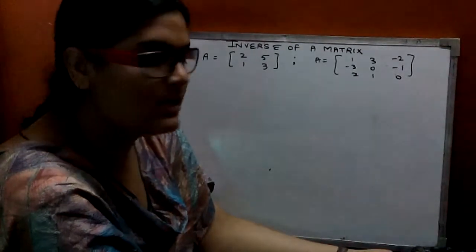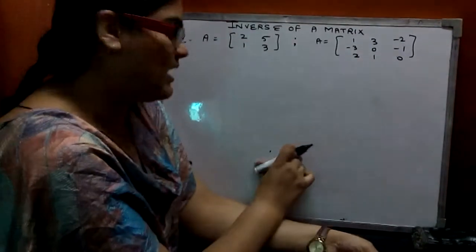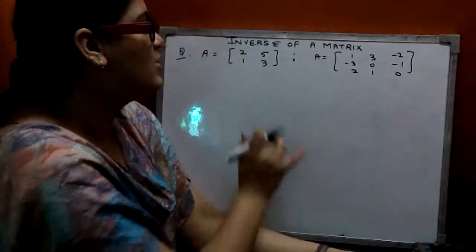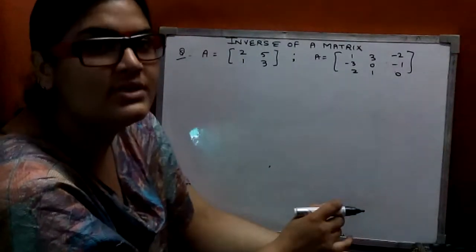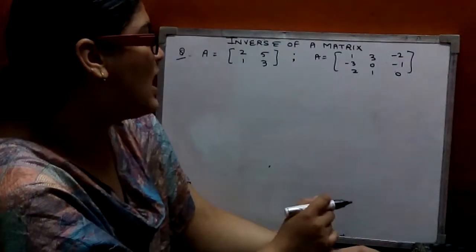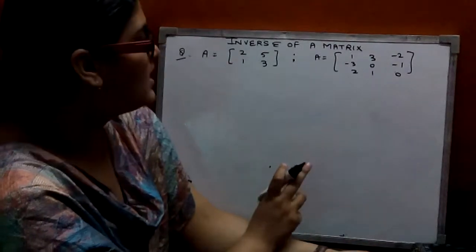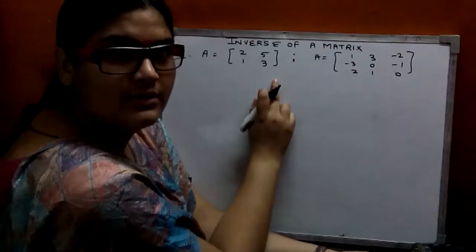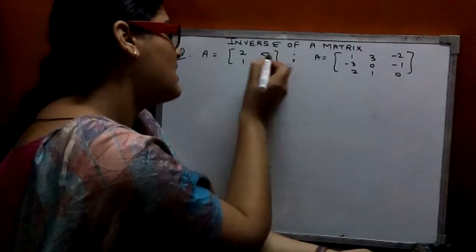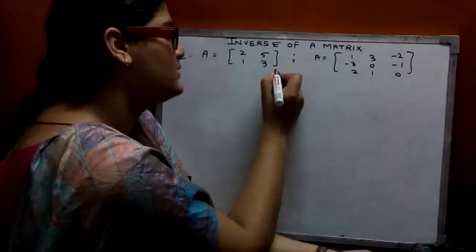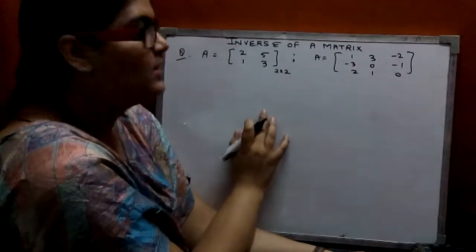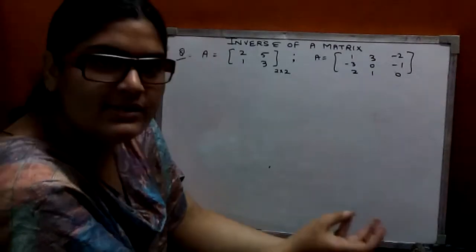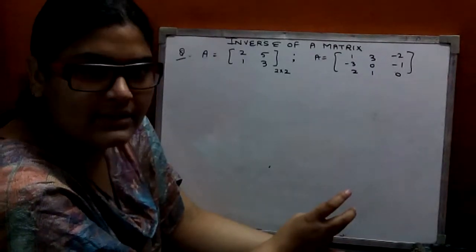Inverse of a matrix. We had discussed matrices in our previous slides, but now we're going to talk about the inverse of a matrix. So how can we find the inverse? Listen to me. This is a matrix of order 2 by 2, as there are 2 rows and 2 columns. To find the inverse, you first have to find the minors of the matrix and then the cofactors.